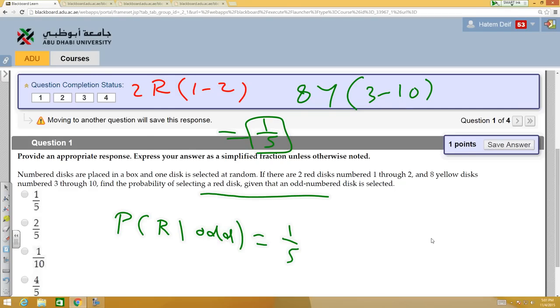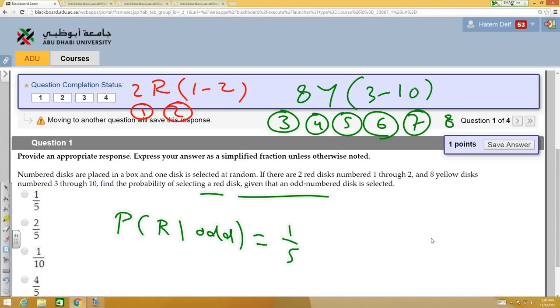Is that clear for everyone, or do I need to explain? You didn't get that. Okay, let's put these disks into a more visual form. So I have, see, these 2 red ones mean 1 and 2. Both of them are red. One has number 1 and the other has number 2. And these 8 yellow ones are numbered from 3 to 10. So I have 3, 4, 5, 6, 7, 8, 9, and 10. Okay, so these are the disks I have.